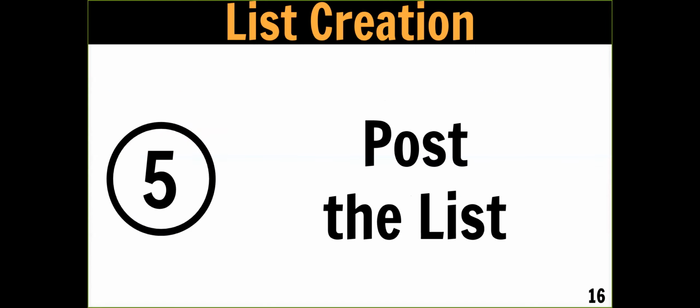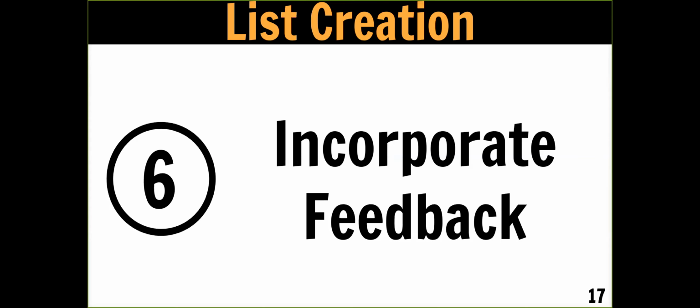For the 5th step of creating these lists, I post the reading and resource list publicly. The primary place I post my lists is on GitHub, but I also try to make them available through blog posts and my personal website, just in case somebody's not able to access GitHub or they don't want to. And then my favorite step is the 6th and final step, which is incorporating feedback back into the list.